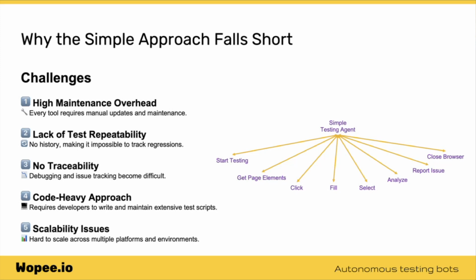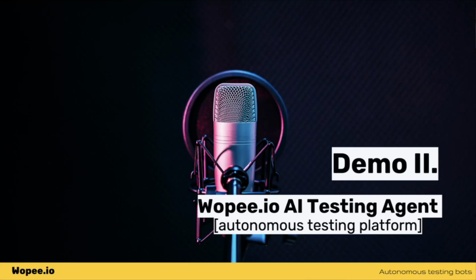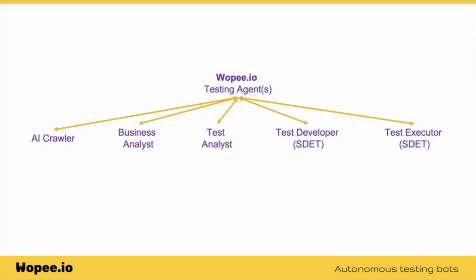And I will just quickly show you the second demo of these AI testing agents, and that would be with Wopee.io, how it works. So imagine that instead of this one simple agent, you might have multiple. You have some AI crawler. Basically, what I presented could be just a crawler, even with some assessment, and we have something like that in our solution as well. But then you might have a business analyst, test developer, or SDET, and then a test executor. And all these agents could work together. And if you remember the architectures, you might easily go back in the video and find out which type of architecture pattern we are following.